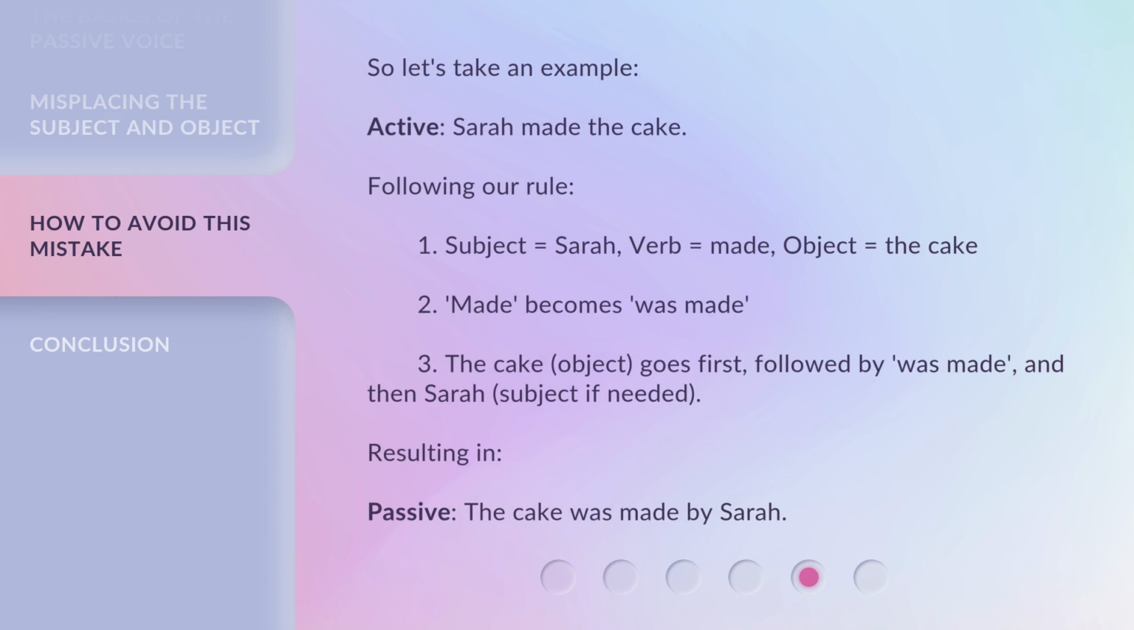So let's take an example. Active: Sarah made the cake. Following our rule. 1. Subject equals Sarah, verb equals made, object equals the cake. 2. Made becomes was made. 3. The cake, object, goes first, followed by was made, and then Sarah, subject if needed. Resulting in passive: the cake was made by Sarah.